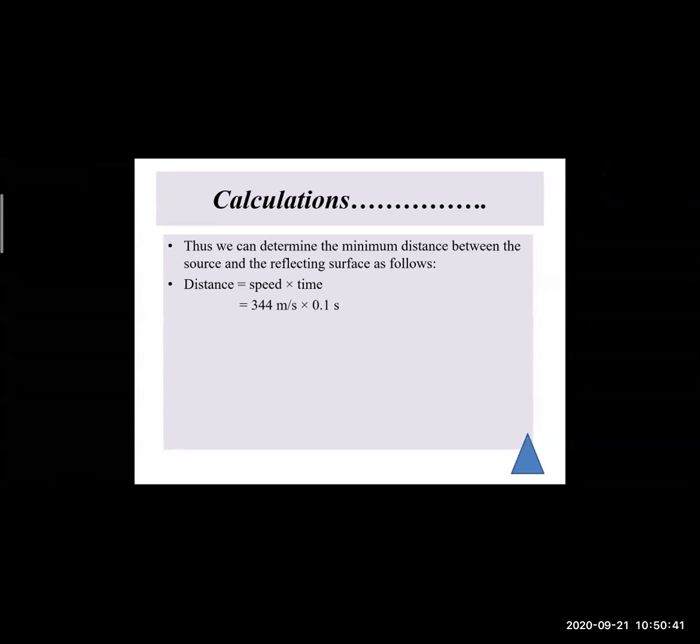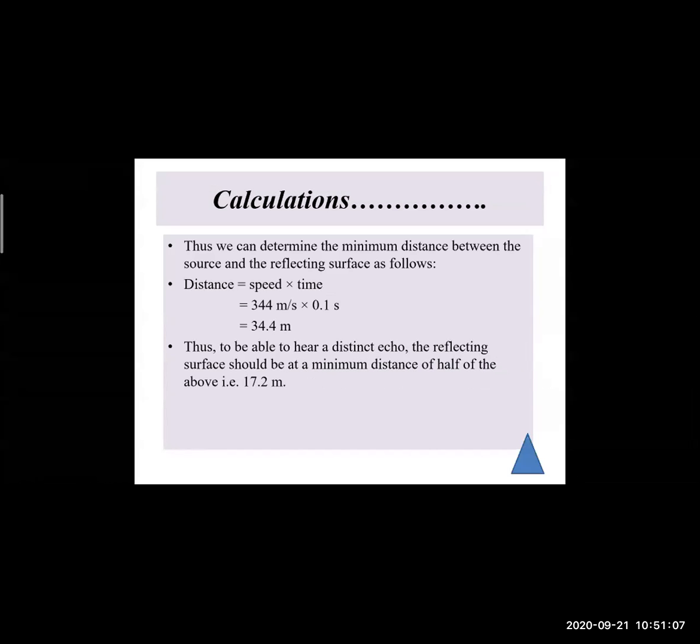Thus, we can determine the minimum distance between the source and the reflecting surface by multiplying the velocity of sound into the timing. So 344 meter per second into 0.1 second, that is the time to retain the persistence of sound. It is calculated that 34.4 meter will be the total distance between source and the reflecting surface in which sound will go and return back to the hearing.